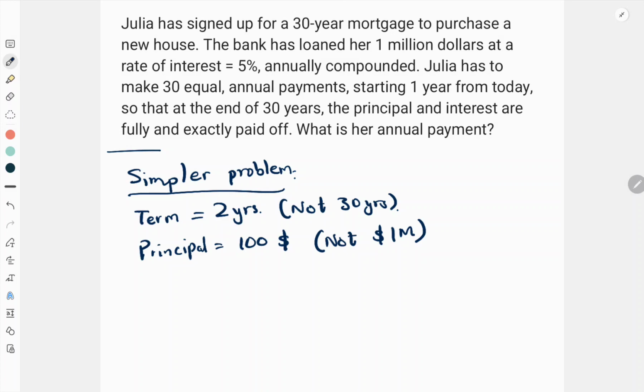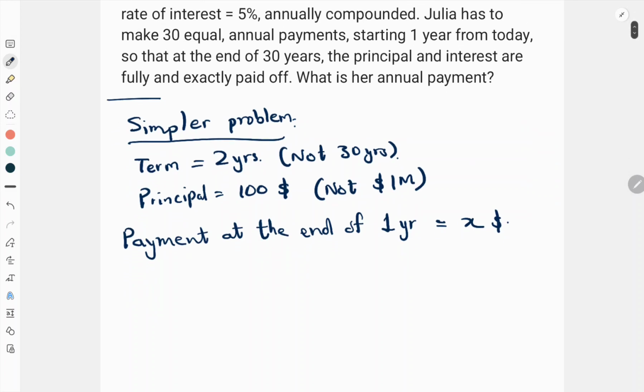This is just so that we get a smaller and simpler number to work with, rather than a somewhat complicated and larger number. So now can we solve this? Let's say my payment, the unknown amount, the payment at the end of 1 year, let's call this amount x dollars. So what do we know about x? Let's try to write an equation in terms of x.